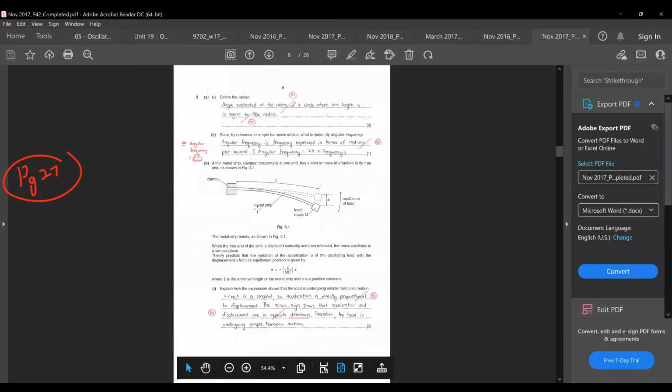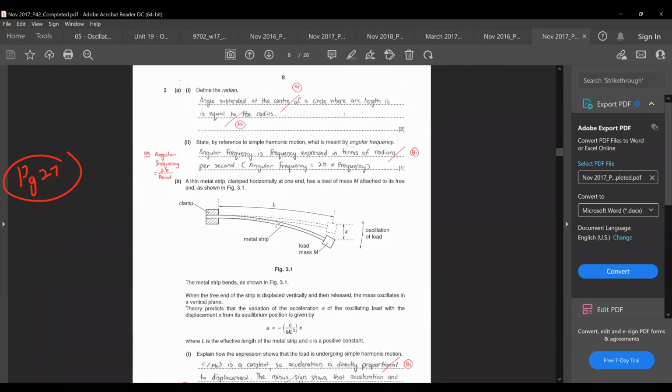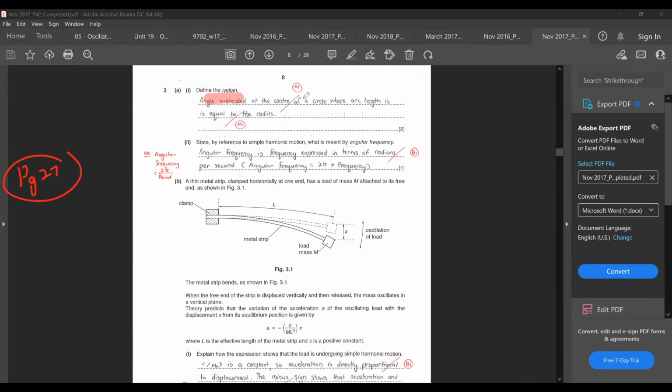Entry. Now, define the radian. Radian is actually something that you've learned from circular motion. This one, you would say that it is the angle subtended at the center of a circle where the arc length is equal to the radius. This is actually talking to you about the unit of angular displacement.